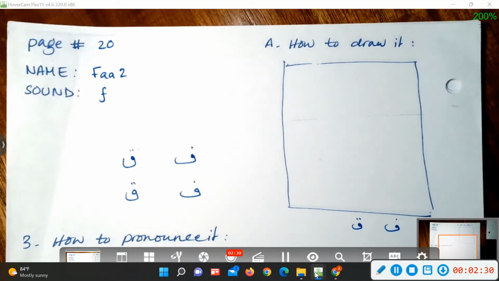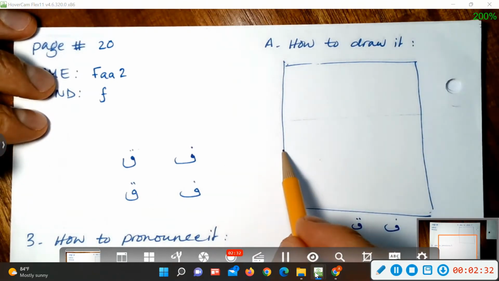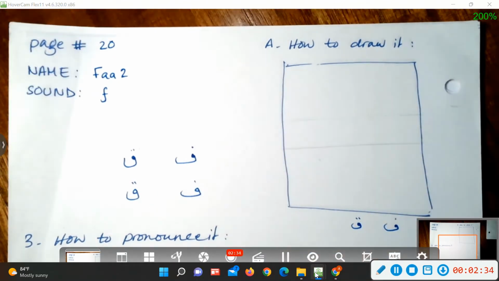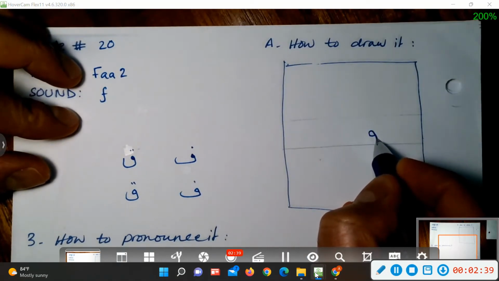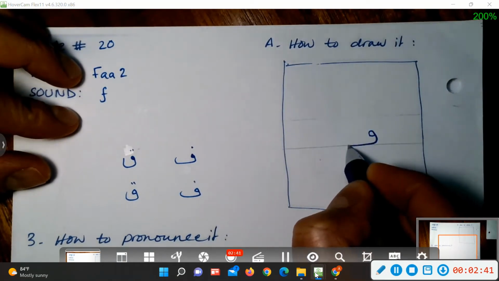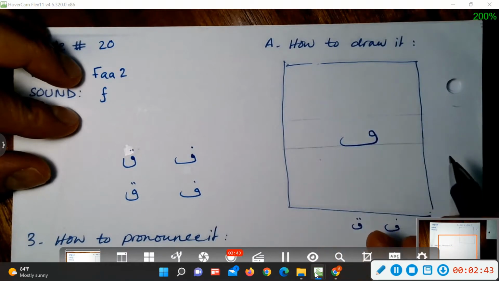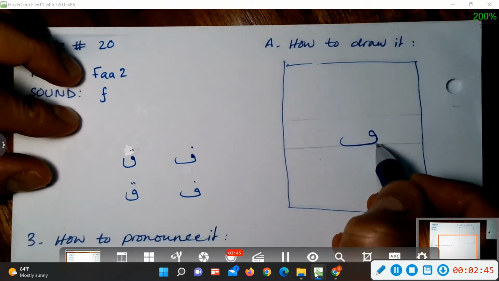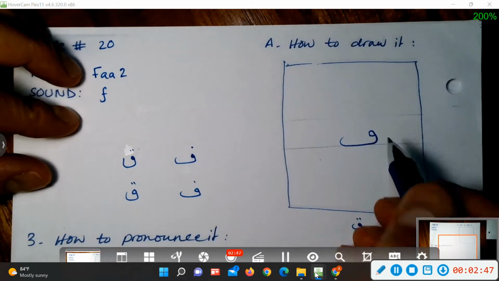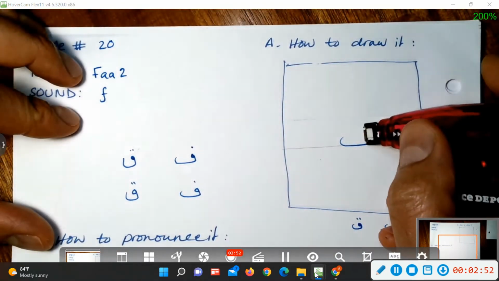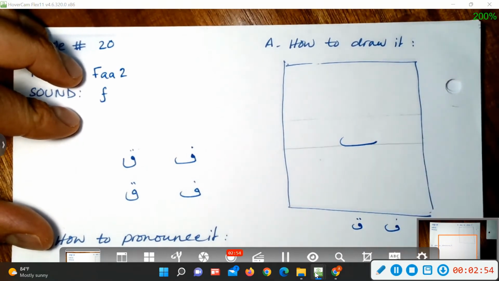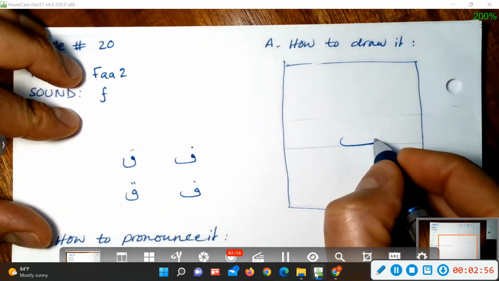Now let's draw Fa. We already drew it here. Let's draw it on a bigger scale here. So we start with the head and we have to create the neck. Now I drew it with a little bit longer neck, which is not correct. If the neck is longer, this is Qaaf, it's not Fa. So I'm going to correct it.